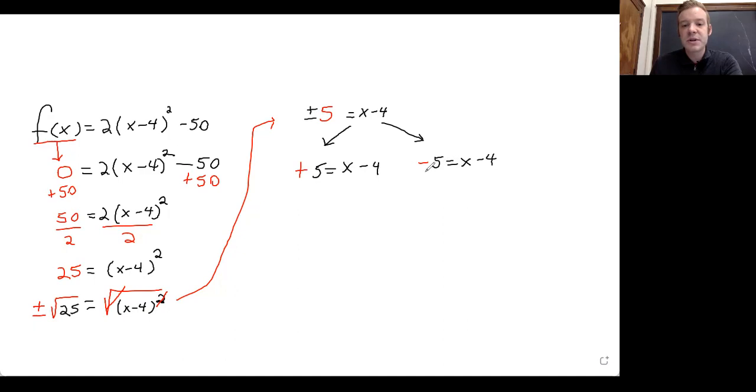Now that we have this, we can solve each of these equations out individually. So with the equation on the left, I'm going to add 4 on both sides. And so that will give me x equals 9.